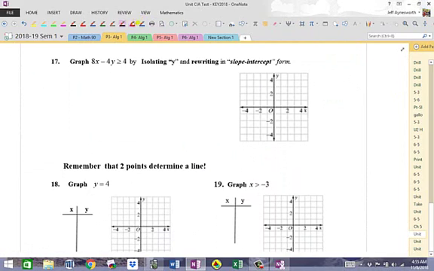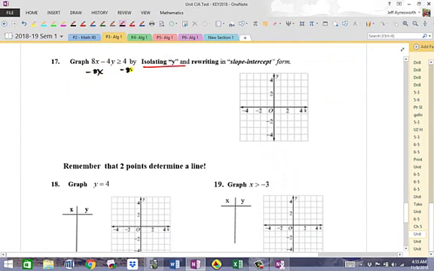Number 17. Isolate y. Okay, so in this case right here, you want to subtract 8x. First step. Bring down not 4y, but negative 4y. That's greater than or equal to negative x plus 4. Divide everything by negative 4. Be careful to switch the inequality, so I'm going to highlight that.